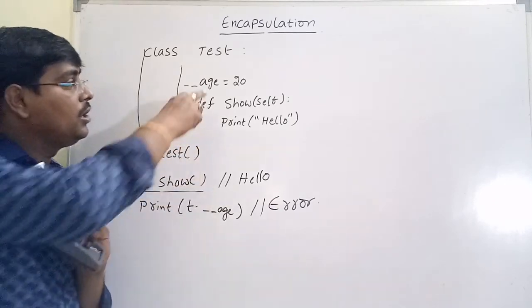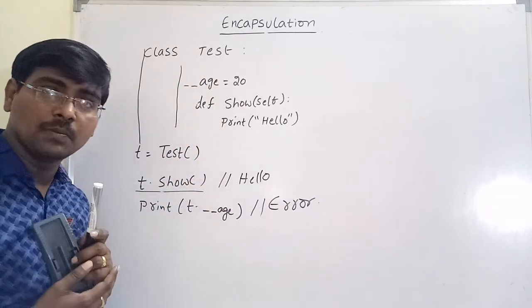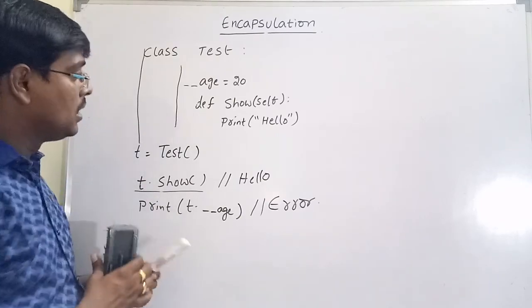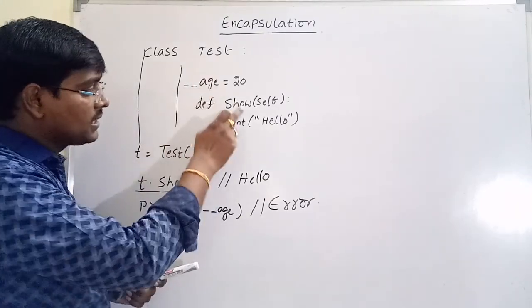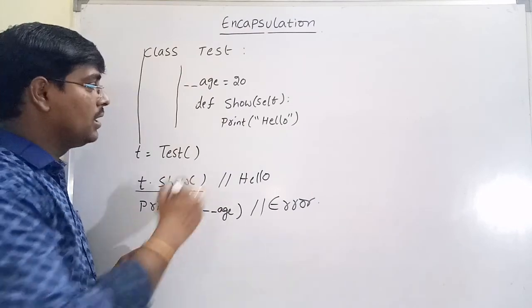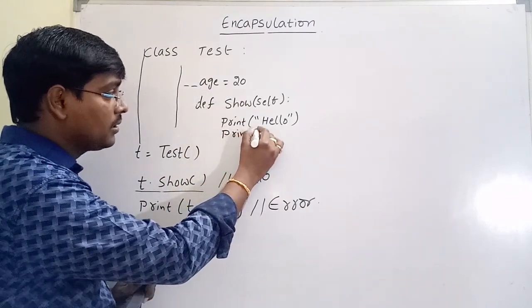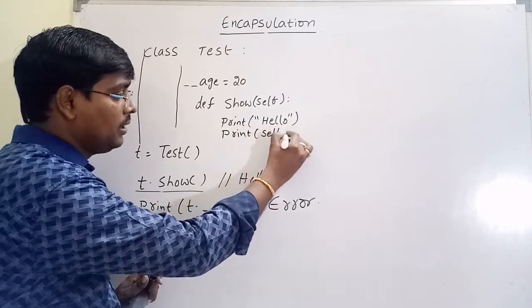Suppose you want to access age, then what is the procedure? It is clear, we are providing encapsulation. Suppose you want to access age, then in the function, print self dot age.